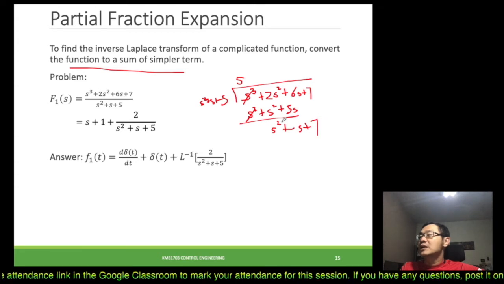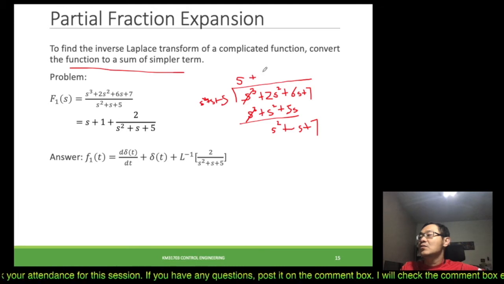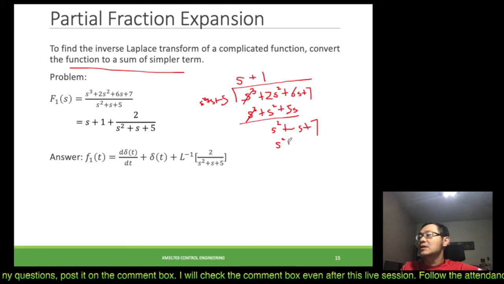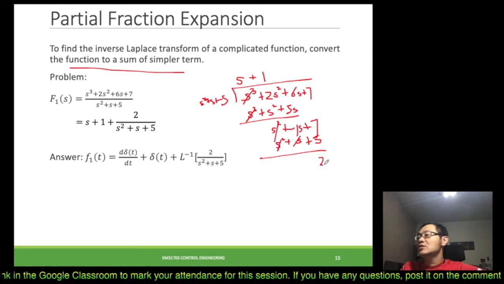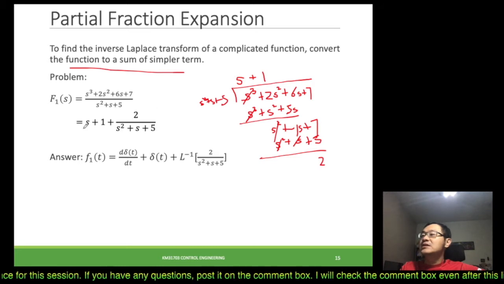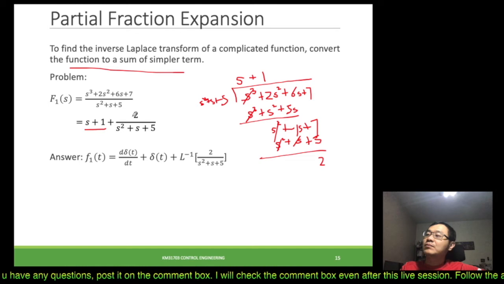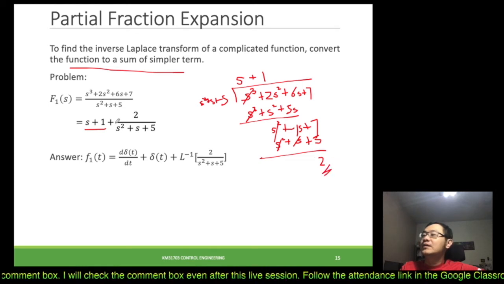So now again s squared, so we can again plus 1. So we try s squared plus s plus 5. We still have remaining. So the remaining cancels, remaining 2, right? So eventually we will be able to write it as the summation of s plus 1 plus 2 divided by s squared plus s plus 5.